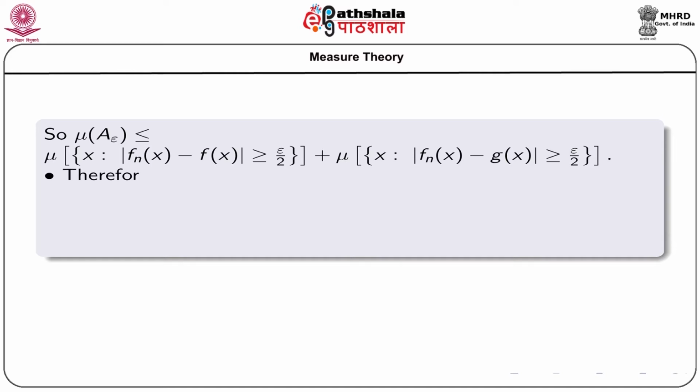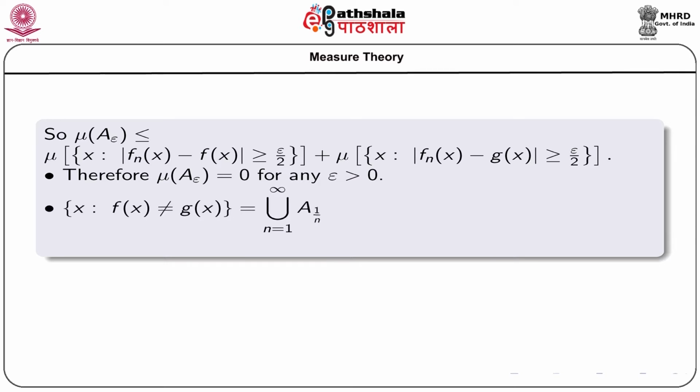Now, since f_n converges to both f and g in measure, both the terms on the right hand side tend to 0 as n tends to infinity. So, taking n tends to infinity, we observe that mu of A_epsilon is equal to 0, and this is true for any arbitrary epsilon greater than 0.